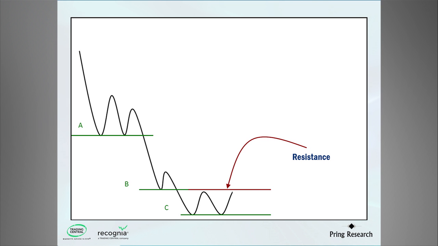Thus the second principle is that support reverses its role to resistance on the way back up. Just think of it this way. A floor in a building acts as a support zone. But when you fall through it, the floor now becomes resistance, otherwise known as a ceiling. The reason why support and resistance reverse their roles can be appreciated by an explanation of some elementary psychology.